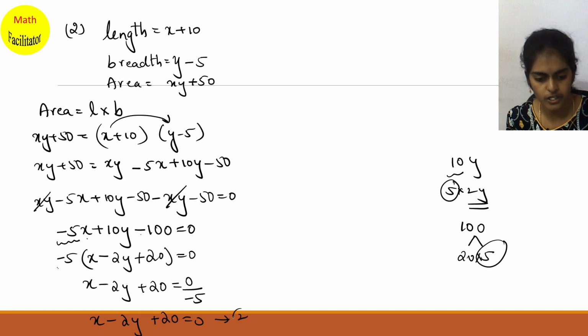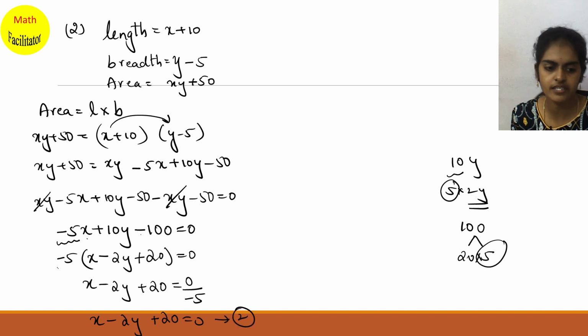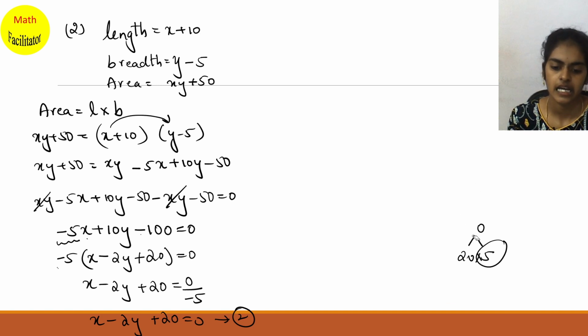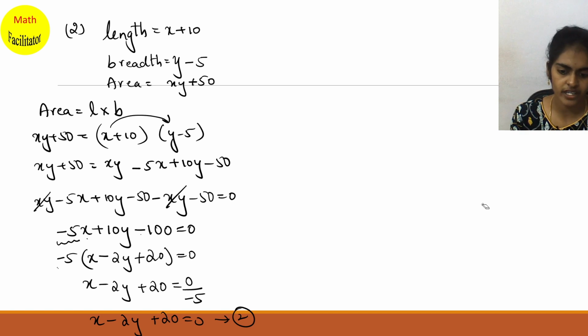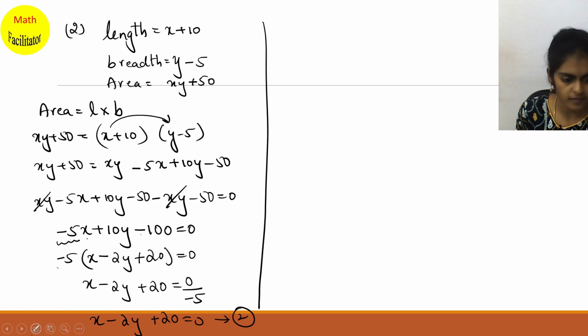This is your equation 2. So you now got two equations. These two equations you can solve using any of the methods. So let us solve it using the elimination method.